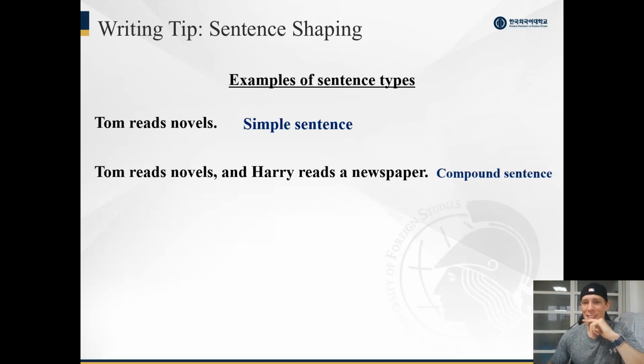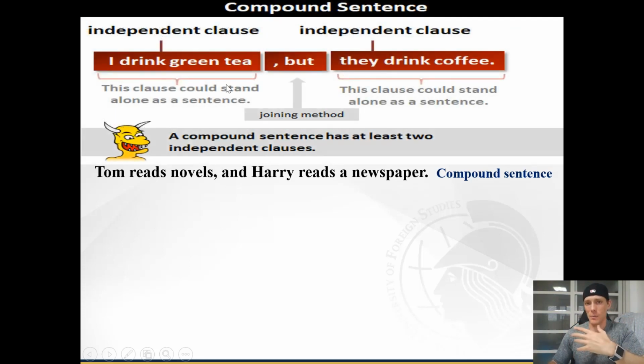This one is a compound sentence where we've put two together. And many times we have and, or, but, and we have commas in there, and you can tell that this is a compound sentence. So, a compound sentence example.